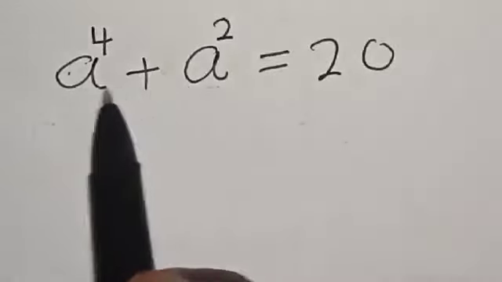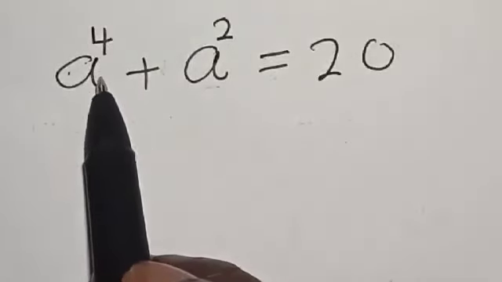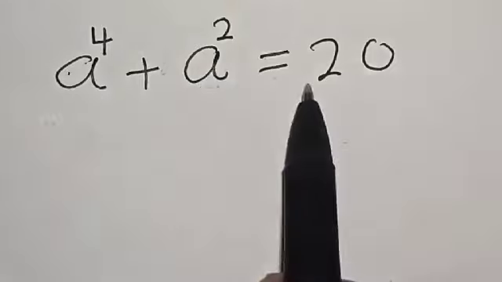In this class, we want to find the value of a from this given equation. a raised to power 4 plus a squared is equal to 20.